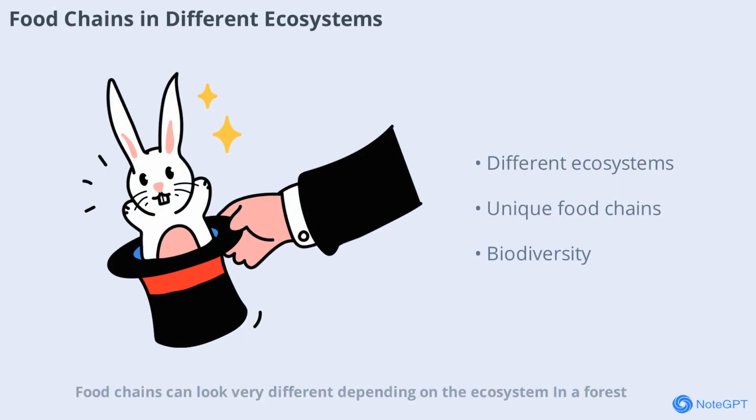Food chains can look very different depending on the ecosystem. In a forest, you might find trees, deer, and wolves. In the ocean, it could be algae, small fish, and sharks. Each ecosystem has its own unique food chains shaped by the plants and animals that live there. This diversity makes nature resilient and adaptable.